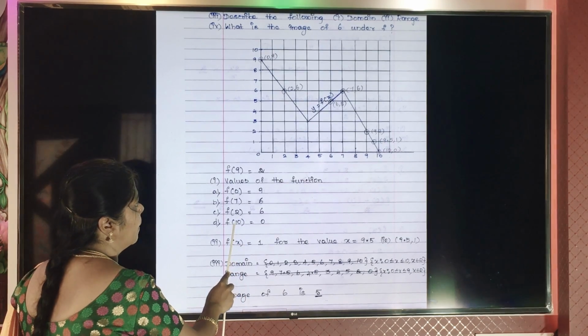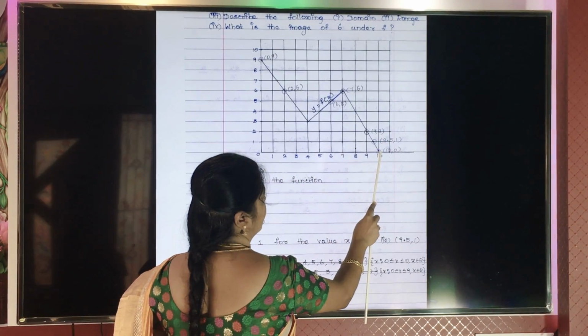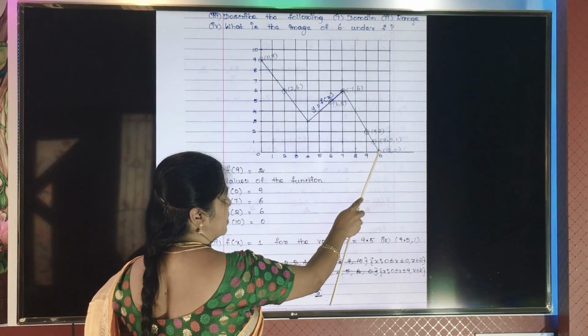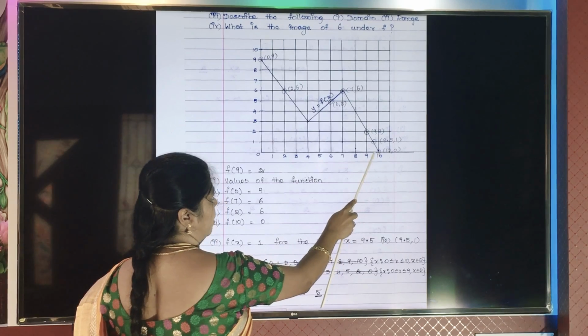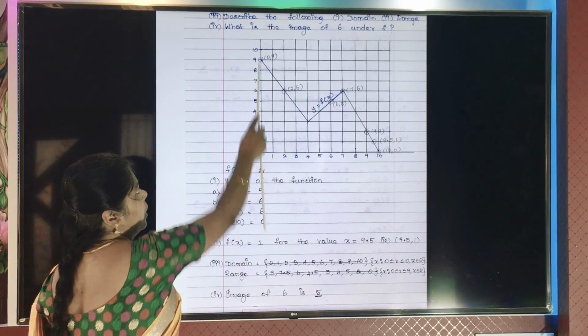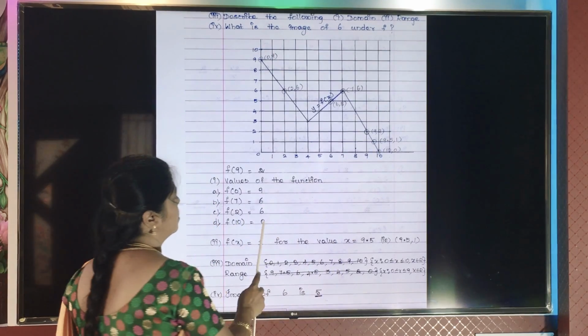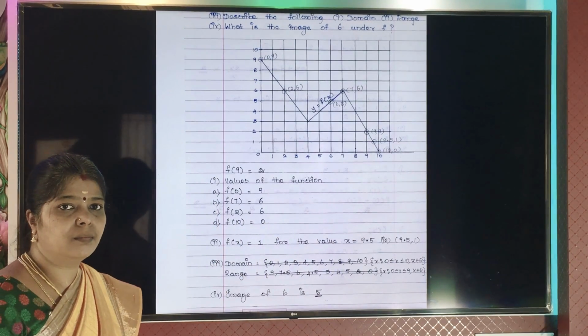Next, f of 10. Where is f of 10? Here is f of 10. So where is 10? The graph is touching 10 corresponding to the value 0 in the vertical axis. Therefore, f of 10 is equal to 0. Am I clear to you all?